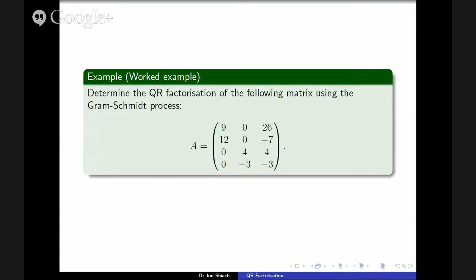Okay, so the process is you calculate the R values up to the one on the main diagonal. Then apply Gram-Schmidt to calculate your U vector. Normalize the U vector. That gives you your R value on the main diagonal, and it also gives you your unit vector E. Okay, the third column.